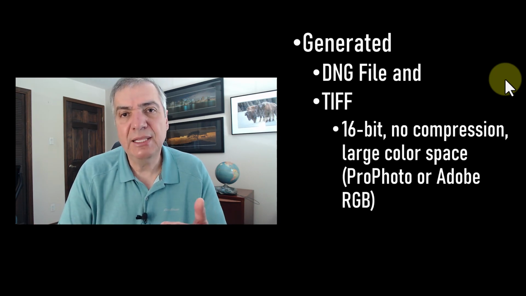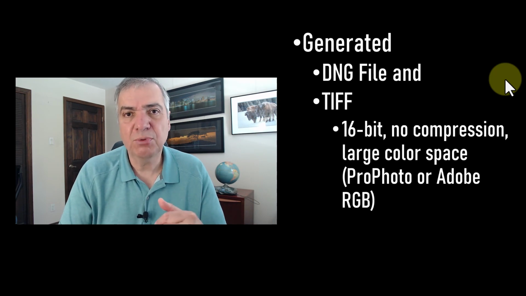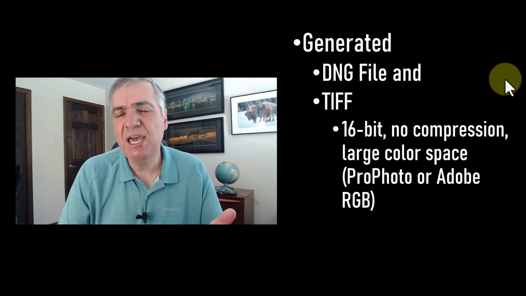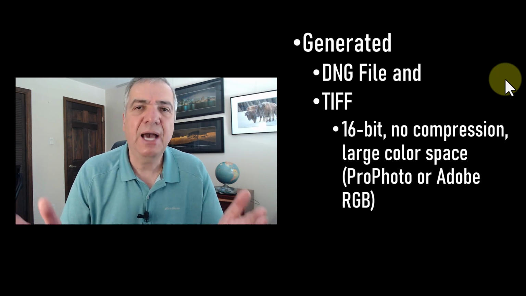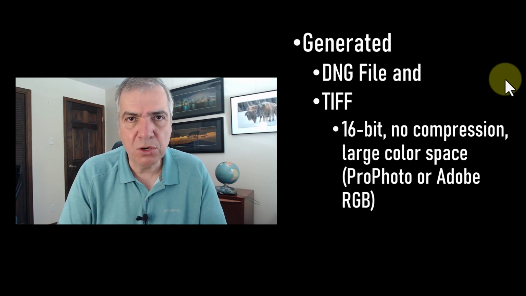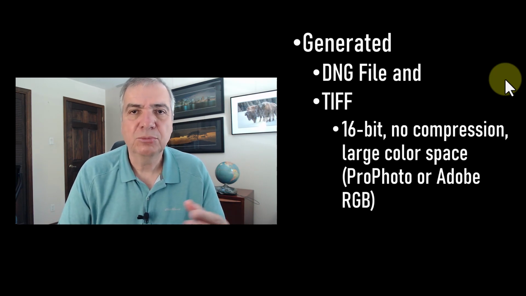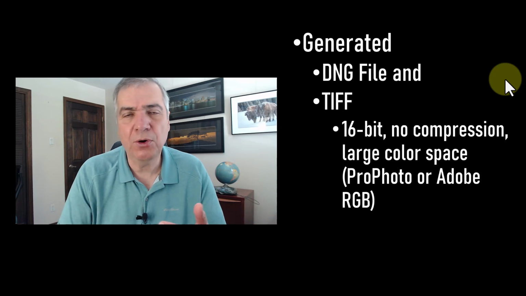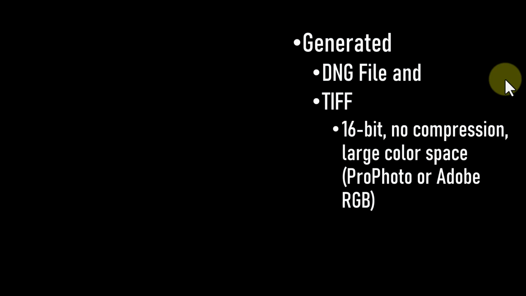I also generated DNGs for all these tools, except ON1 No Noise, which allows you to select color space. For DNG, you just select DNG. For TIFF, all the tools give you different options: 8-bit versus 16-bit, I selected 16. Compression or no compression, I selected no compression. Color space: you have large color spaces like ProPhoto and Adobe, or a small color space like sRGB. So when given the option, I selected one of the large color spaces, ProPhoto or Adobe RGB.